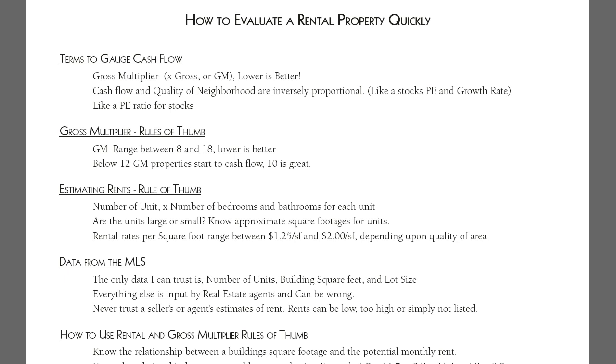As a rule of thumb, cash flow and quality of neighborhood are inversely proportional. What you see is that the better neighborhoods will not generate as much cash for the same purchase price as a neighborhood that's of lesser quality.